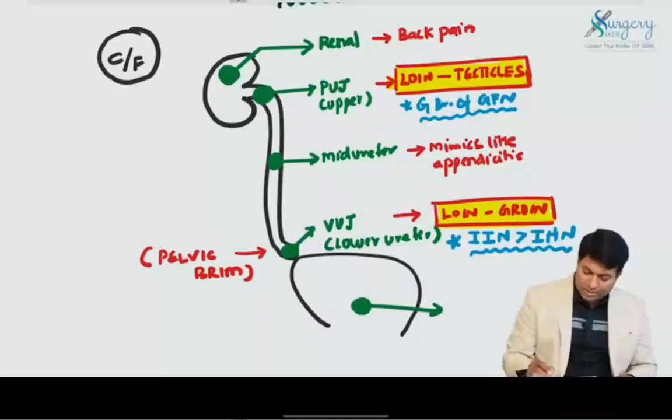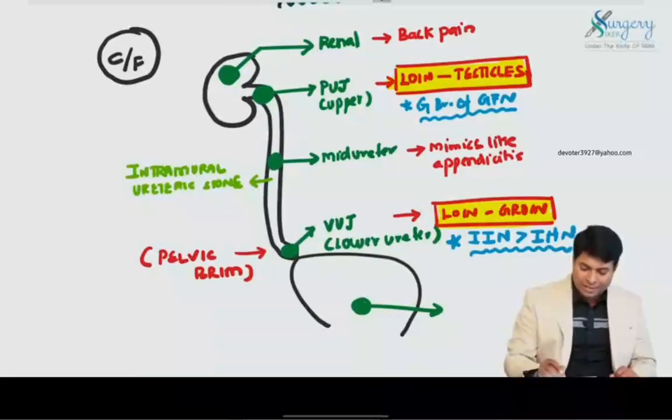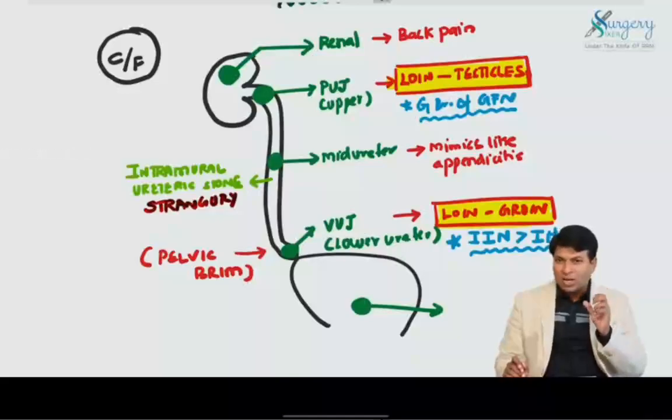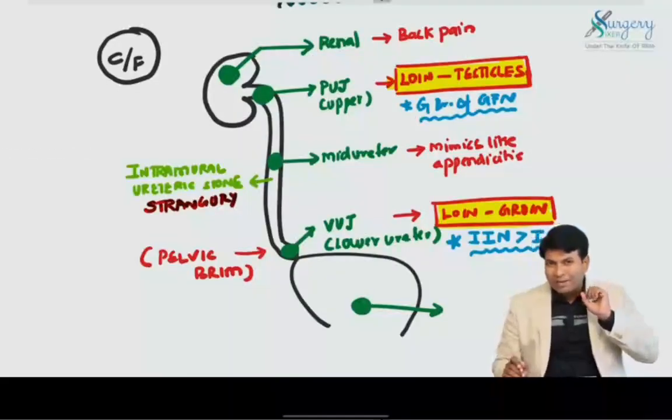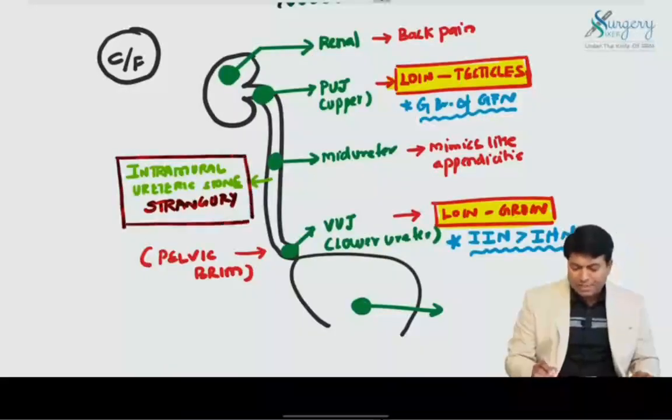Another one is a stone which is infiltrating into the ureteric wall, an intramural ureteric stone. The stone is impacted somewhere inside the ureteric wall and will cause a pain known as strangury. What is strangury? At the end of micturition, the patient will have intolerable pain. Because of the intolerable pain, he will pull his penis outwards to reduce the pain. That is known as strangury. Strangury is a classical MCQ seen in intramural ureteric stone.